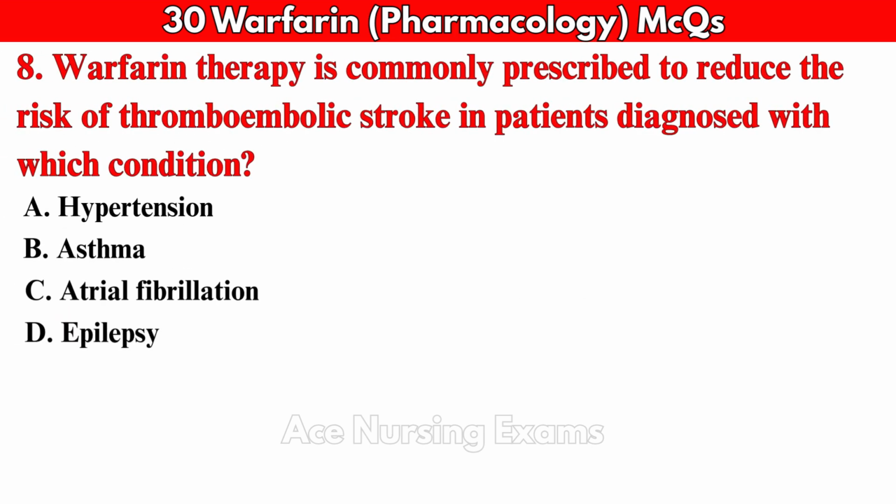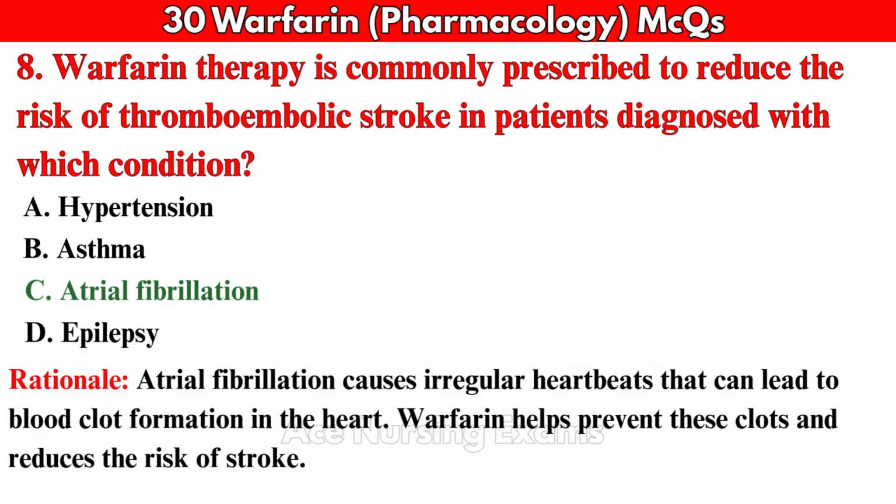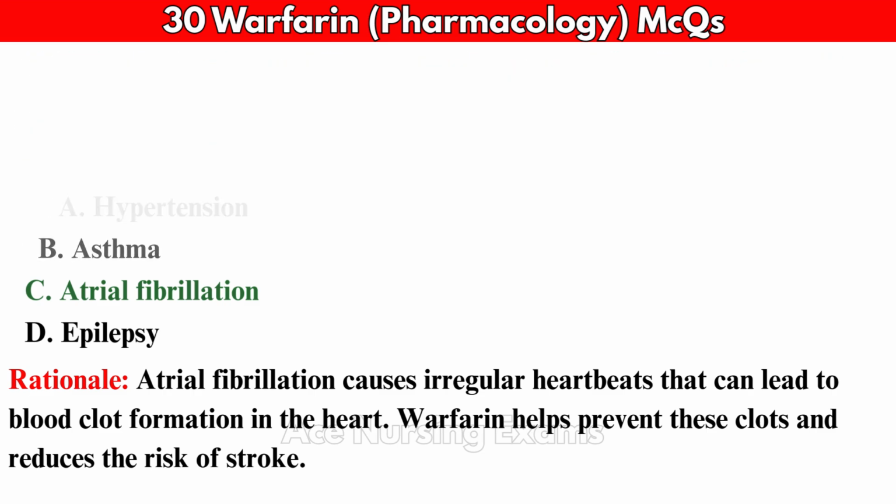Warfarin therapy is commonly prescribed to reduce the risk of thromboembolic stroke in patients diagnosed with which condition? A. Hypertension, B. Asthma, C. Atrial fibrillation, D. Epilepsy. Correct answer, C. Atrial fibrillation. Atrial fibrillation causes irregular heartbeats that can lead to blood clot formation in the heart. Warfarin helps prevent these clots and reduces the risk of stroke.